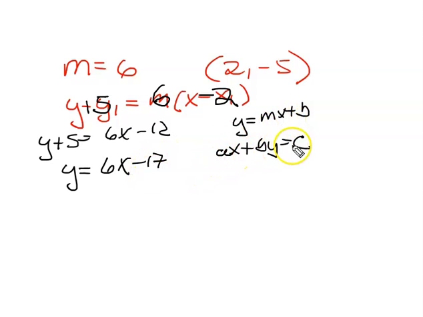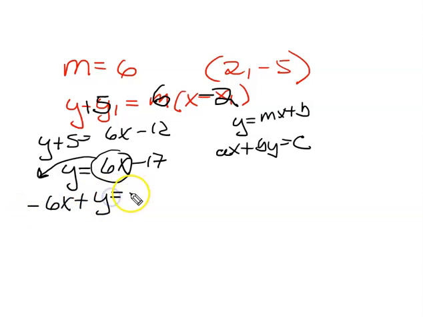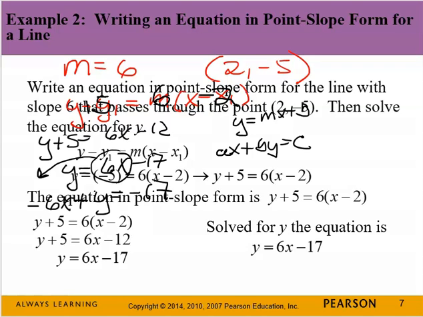And if we want to put it in standard form, we just take this term, move it over to the other side, and we now get a negative 6x plus y equals a negative 17. So lots of algebra skill and being careful of the signs. Let's go back to our regular board and see what we have here.